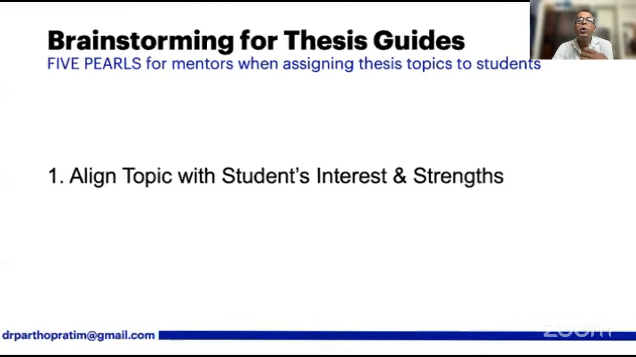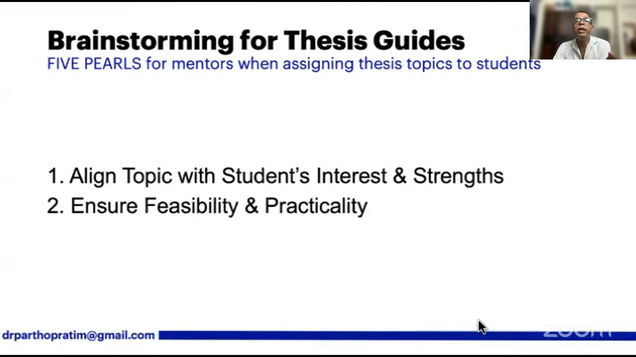The second point for brainstorming is to ensure feasibility and practicality. This feasibility is very important. A great research question is useless if it is too complex, resource intensive, or time consuming. Sometimes you give a topic to your postgraduates and they start facing problems because of these issues. So choose a topic that can be completed within a given time frame with available data, tools, and expertise.